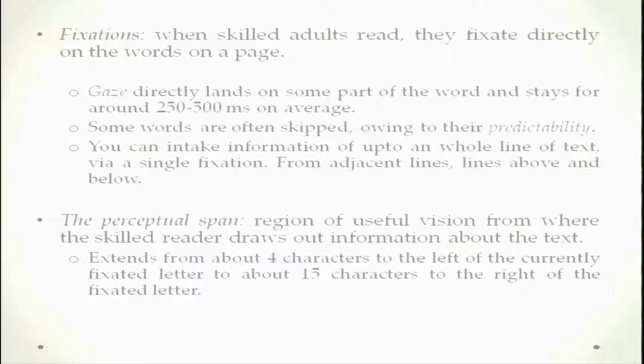Now, the stable periods that I was talking about were referred to as fixations. When skilled adults are reading, they fixate directly on the words on the page. This ability is said to develop gradually. When you're talking about children who are just beginning to read, they will probably not look directly at the letters, and their landings will not be very clean and consistent. But generally, during these relatively stable times when the eyes are not moving much, adults are getting most of their information. These time periods are referred to as fixations.